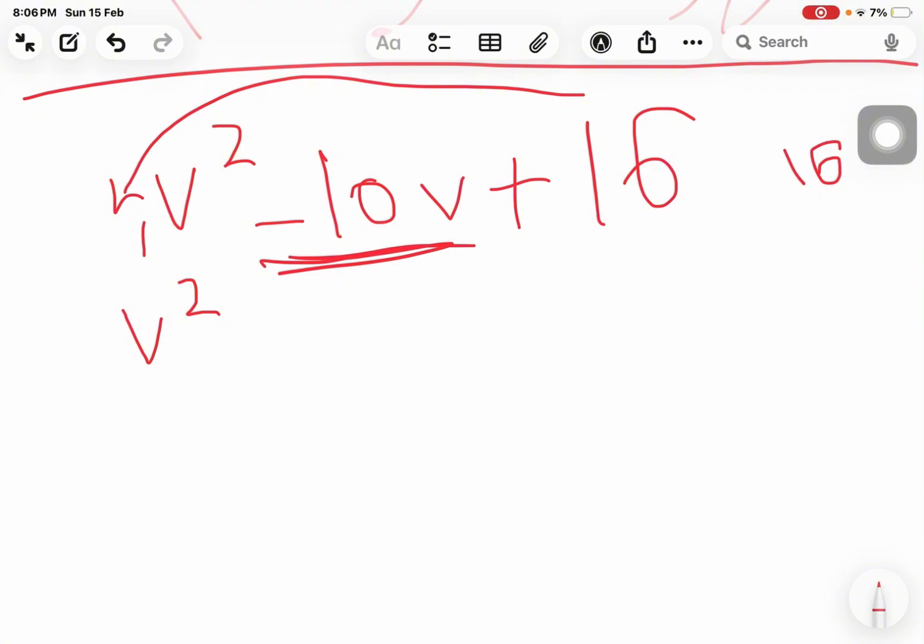Which two numbers give you 16 when you multiply them together? 8 and 2. Negative 8 and negative 2, but I write it the opposite. 4 and 4. Negative 4 and negative 4. Yeah, and that's it.